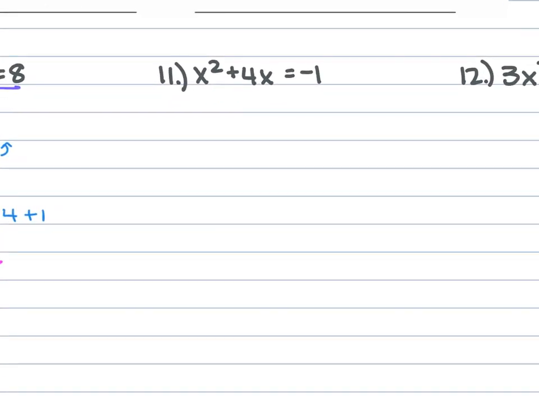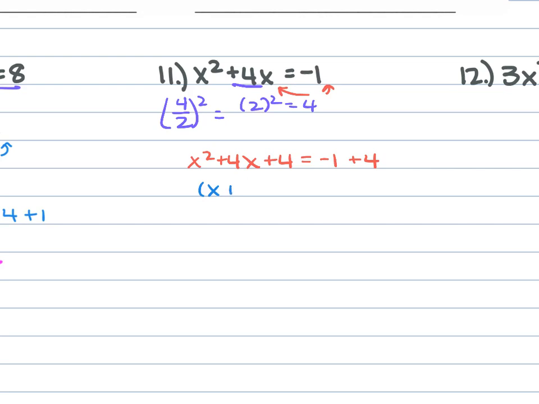For 11, we have x squared plus 4x is equal to negative 1. So that 4 we're going to divide by 2, and we're going to square it. So that's 2 squared, which is 4. We're going to add the 4 to both sides. We get x squared plus 4x plus 4 is equal to negative 1 plus 4.